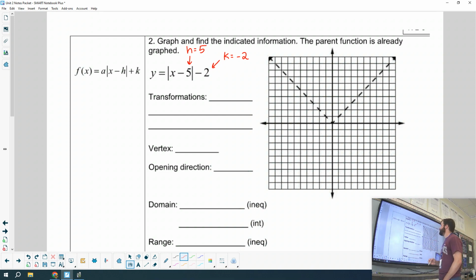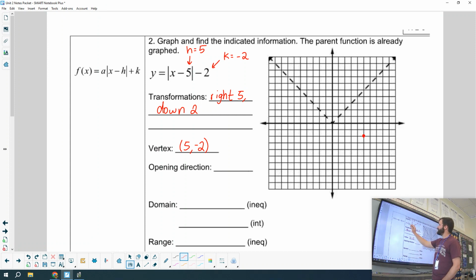So if my h is 5 and my k is -2, that's going to tell me what transformations I have. So first off, if my h is 5, that means we're going to go to the right 5. And if my k is -2, that means we're going to go down 2. So let's see what that looks like. If I go to the right, 1, 2, 3, 4, 5, and down 1, 2, and put a point there, we can find my vertex. If my vertex is going to be at 5, -2.